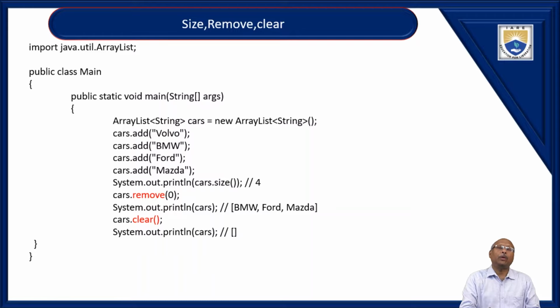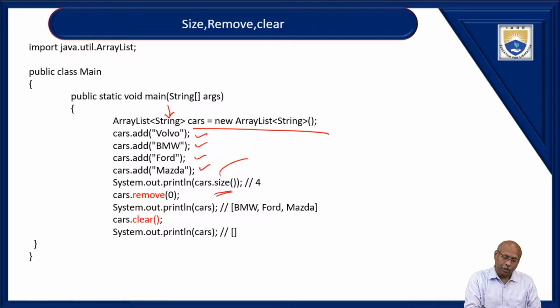Now sometimes you want to remove an item or clear the complete list. Assume there is a car list. The names of the items are all in string format. So Volvo, BMW, Ford, Mazda are stored. Now what does the size talk about? How many elements are there? So size is a method which tells how many items are there.